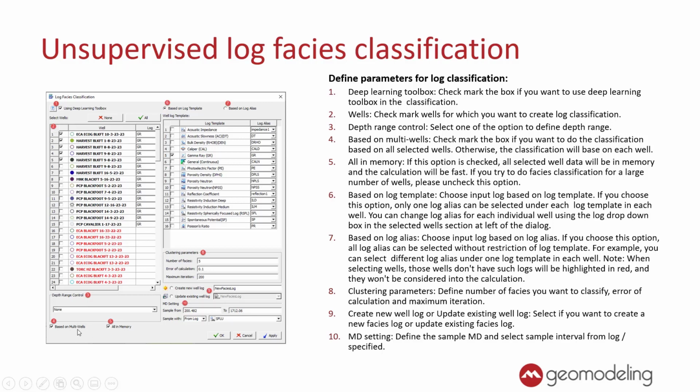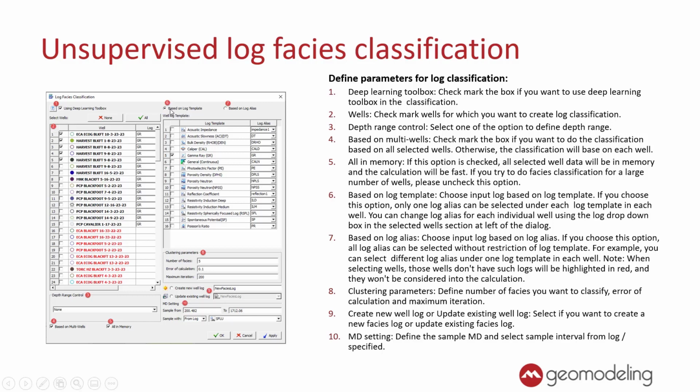And this based on multi-wells checkbox is for you to checkmark the box if you want to do the classification based on all selected wells. Otherwise, the classification will be based on each well. And the checkbox all in memory: if this option is checked, all selected well data will be in memory and the calculation will be fast. If you try to do facies classification for a large number of wells, please uncheck this option.